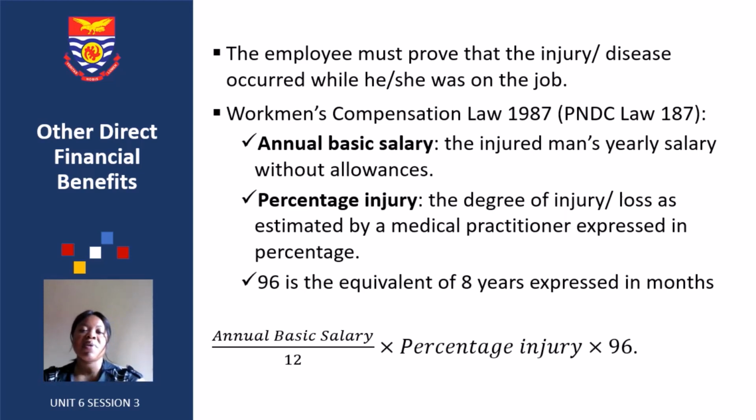96 is the equivalent of 8 years expressed in months. So 8 years' worth of work duration is also factored in computing your workmen's compensation when you are involved in an accident. So this is the formula: annual basic salary over 12 times percentage injury times 96. So above is what the individual items in the computation mean.